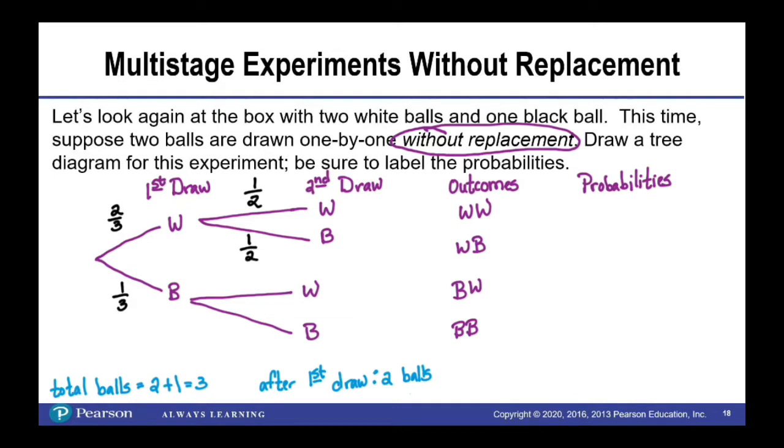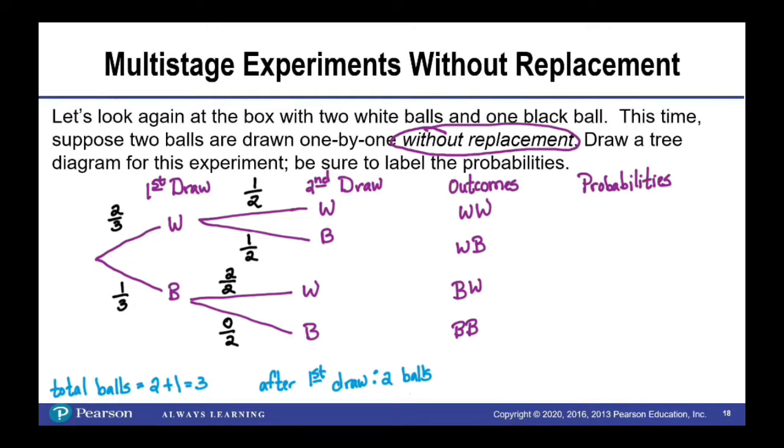Now what if I drew a black ball on the first draw? Well, if I drew a black ball the first time, I have 2 white balls left and I still have 2 balls. If I drew a black ball the first time, there are no more black balls left in the box. And so I have 2 balls left. So the probability of drawing a black the second time, if I drew black the first, is 0 out of 2. So notice my probabilities changed with the first and second draw when I do not replace the balls.